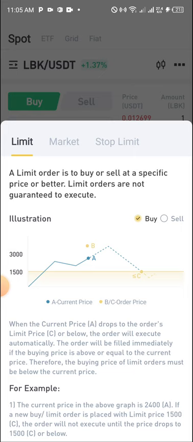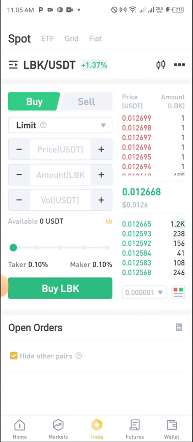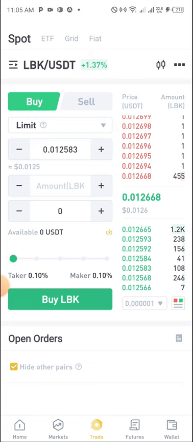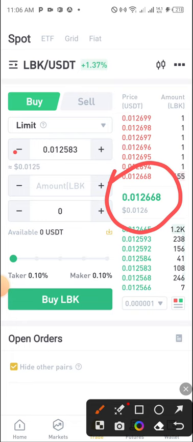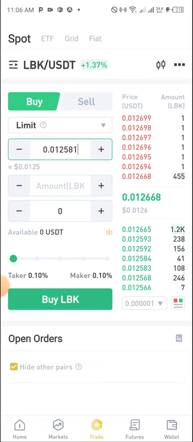The limit order helps you to set your price below the market price. The market price is the current price at the market, while your limit could be placed below. Meaning, for example, LBK, which is the native token of Lbank. LBK is valued at 0. Let me just show you guys what I'm saying. 0.012668. If we want to actually buy at limit, we could reduce the price and purchase when the price comes lower.